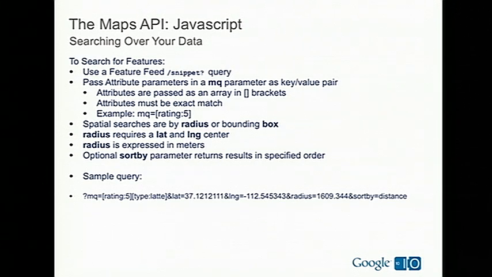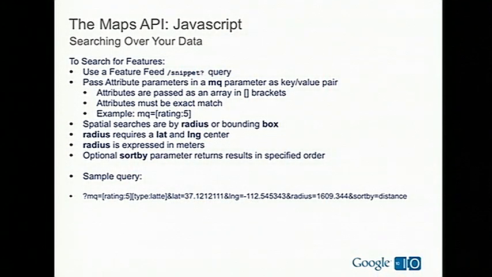And you can pass two types of feature parameters. You can search on attributes, which are those arbitrary name-value pairs that I mentioned before, like the coffee type and the rating that I gave. Those are passed within brackets using the map query parameter, the MQ parameter. An example there is MQ is rating 5, for example. I've never had coffee that good. No, wait a minute, New York I did.